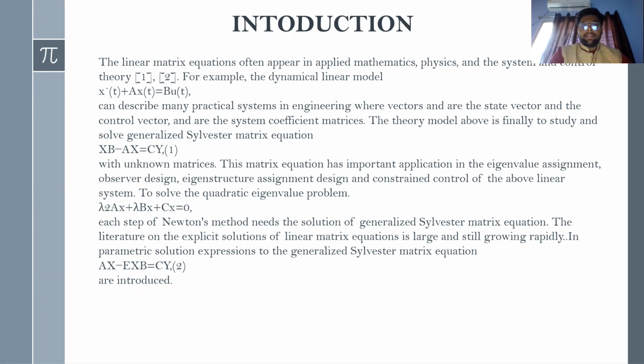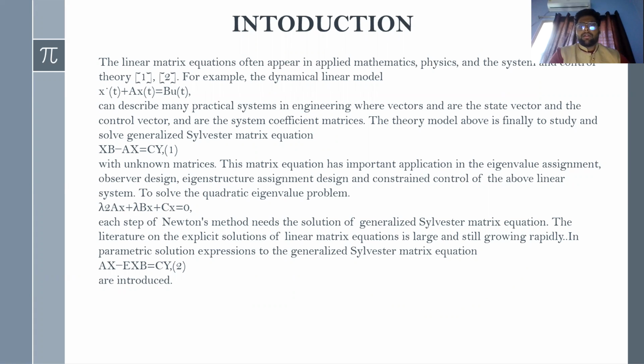introduction. The linear matrix equation often appears in applied mathematics, physics, and the system and control theory. For example, the dynamic linear model x dot (t) plus Ax(t) is equal to Bu(t) can describe many practical systems in engineering, where vectors x and u are the state vectors or the control vectors, and A and B are the system coefficient matrices.